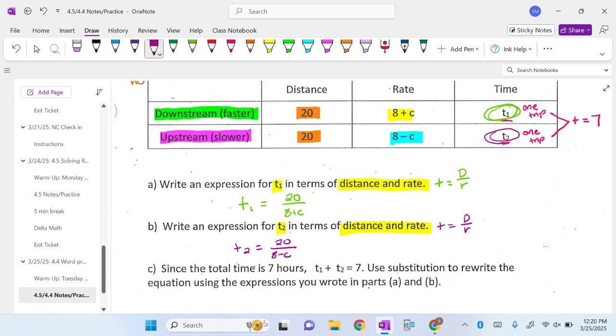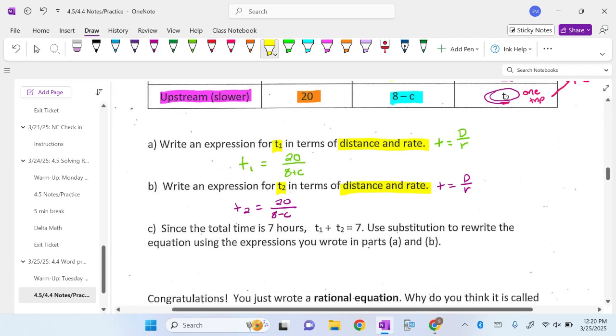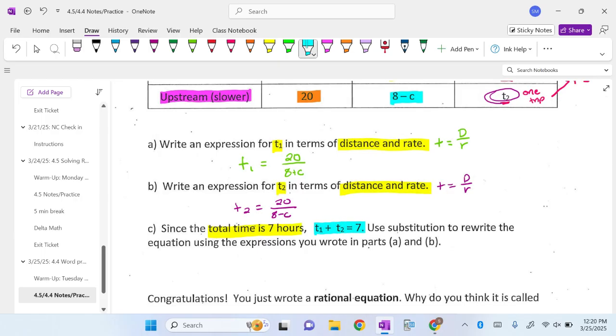Now, this is where the rational equation comes in. Since the total time is 7 hours, that means if we add T1 plus T2 equals 7, we're going to use substitution and replace both of these expressions that we came up with for T1 and T2. So our new equation would be 20 over 8 plus C plus 20 over 8 minus C is equal to 7. And there's our rational equation that we have to solve.